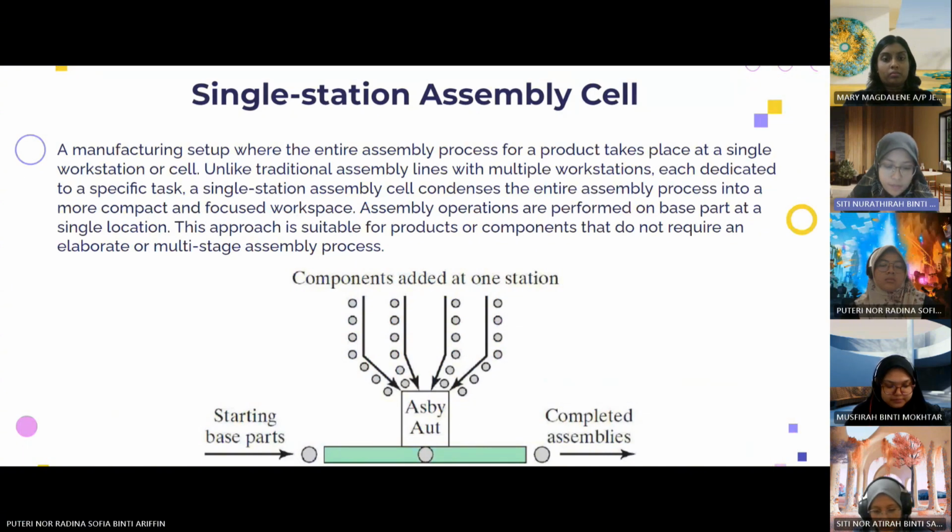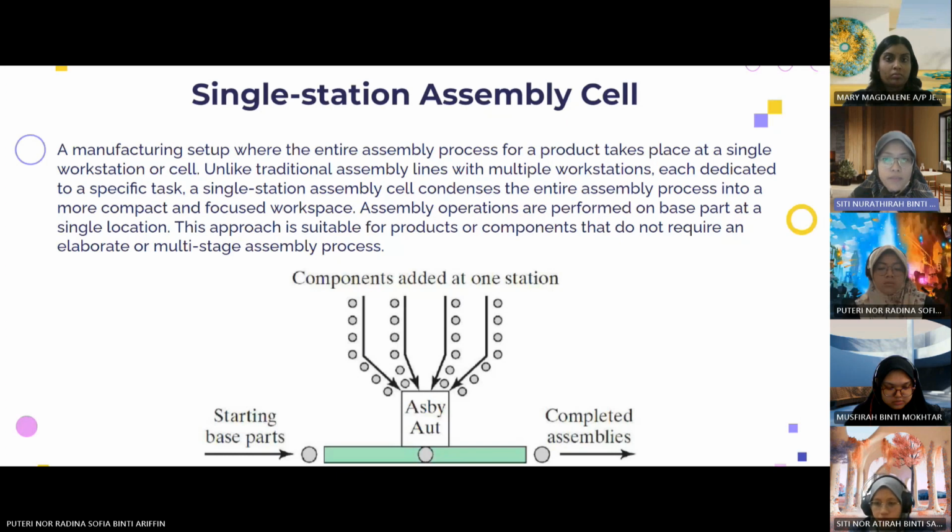For the last system configuration is single station assembly cell. A manufacturing setup where the entire assembly process for a product takes place at a single workstation or cell. Unlike traditional assembly lines with multiple workstations, each dedicated to a specific task, a single station assembly cell condenses the entire assembly process into a more compact and focused workstation.